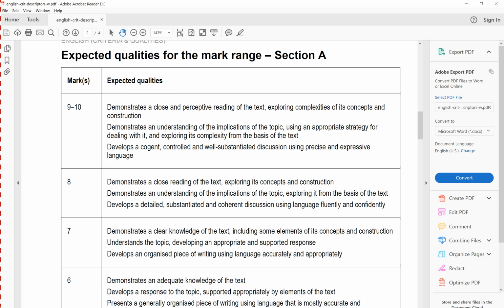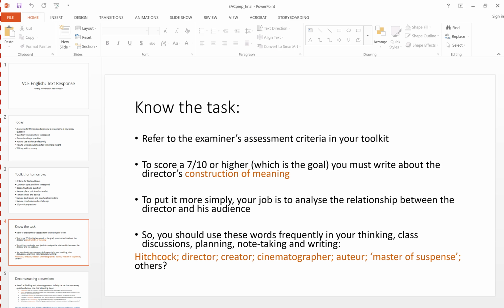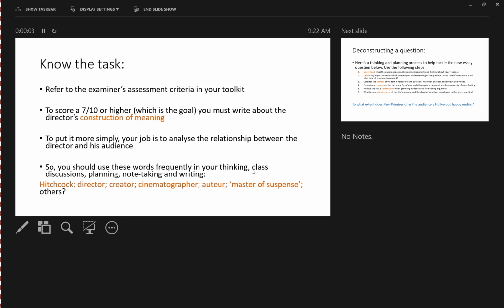Back to this bit. How do we know the task? Have a look at the examiner's assessment criteria. To get 7 or higher on those criteria, you must look at the director's construction of meaning. If you've had me in the last year and a half, you're probably really sick of me saying that. But I hope that Year 12s get sick of us saying that. That's how to unlock complexity.